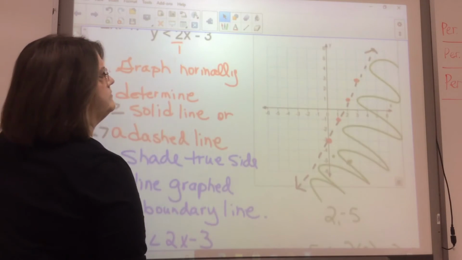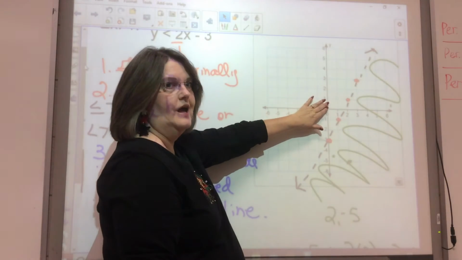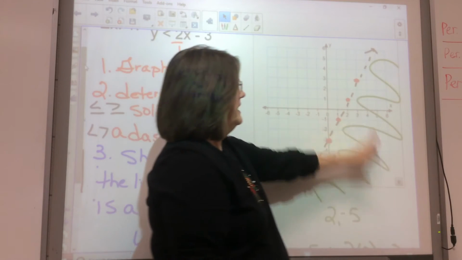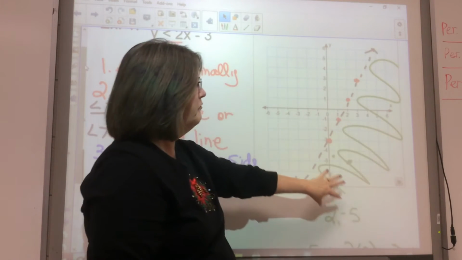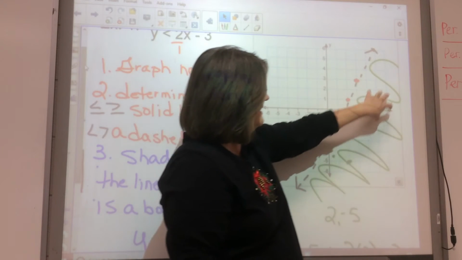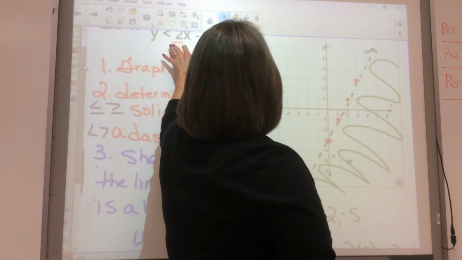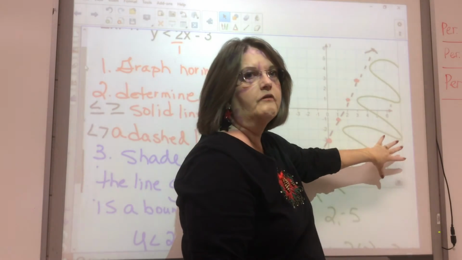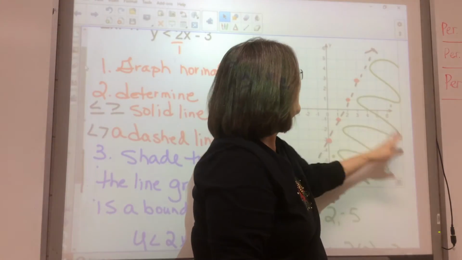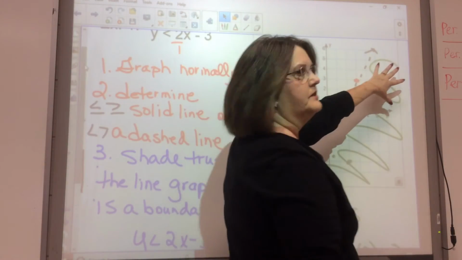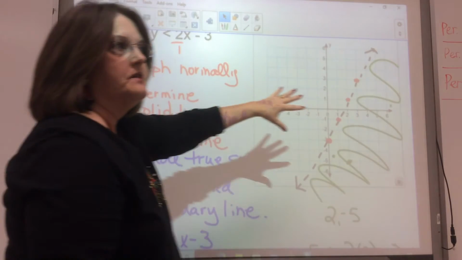So your point 0, 0 is on the false side. It didn't make our statement true. So therefore we know we need to shade the other side. Every point on this side of that line will make this equation or inequality true. Every point on this side. So keep that in mind. Every point on this side is a solution. The line itself is not.